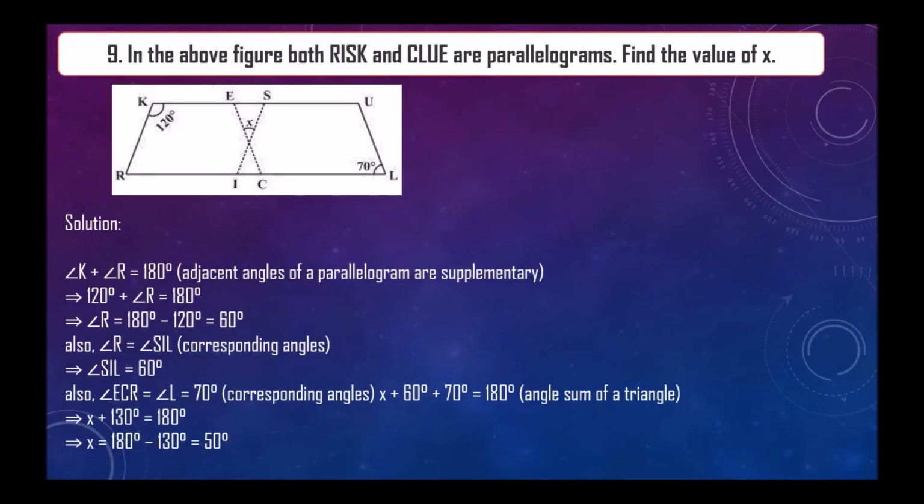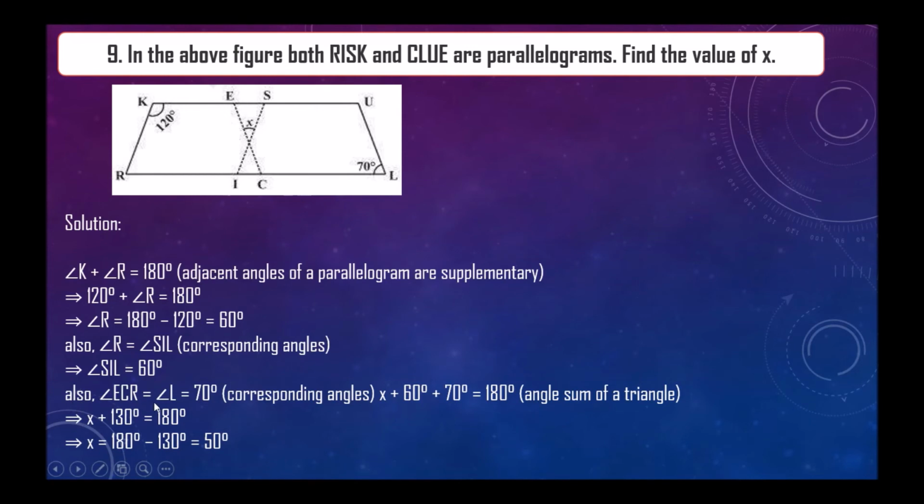Ninth question. In the above figure, both RISK and CLUE are parallelograms. Find the value of x. Here angle K and angle R equals 180 degrees because adjacent angles of a parallelogram are supplementary. So 120 degrees plus angle R equals 180. So angle R equals 60 degrees. Angle R equals angle SIL, that is corresponding angles. So angle SIL equals 60 degrees.